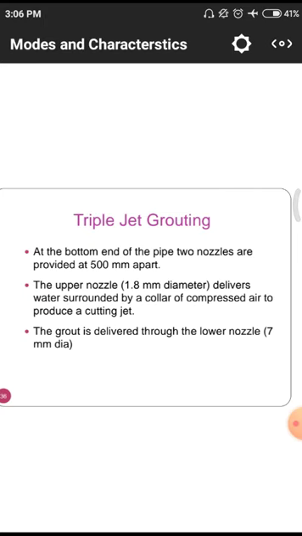First one is related to this. At the bottom end of the pipeline system, there will be two nozzles provided at 500 mm depth, but in case of the upper nozzle, they have to utilize 1.8 meters of diameter of the pipe. In the second condition they have to produce a cutting jet, and in the third condition the grout is delivered through the lower nozzle.